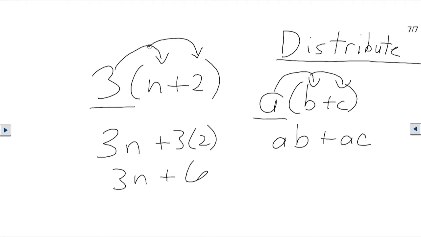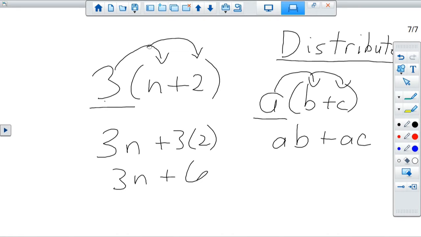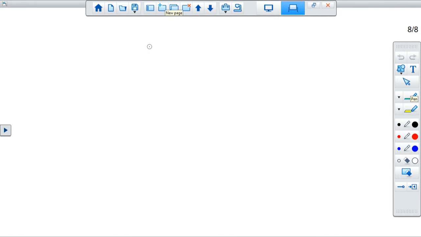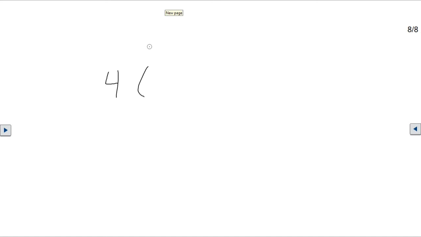Okay, so rather than writing out that n plus 2 plus n plus 2 plus n plus 2, essentially we see the pattern as, well, it's 3 times both of those terms, 3 times the n, 3 times the 2. Let's look at another example. Let's look at one with subtraction in it. Let's say we had 4 times 2n minus 6.